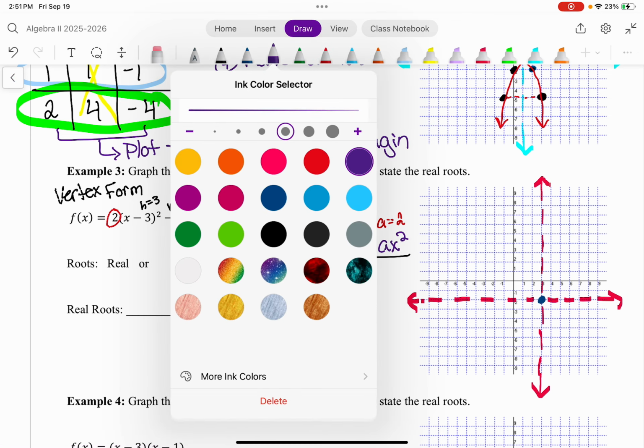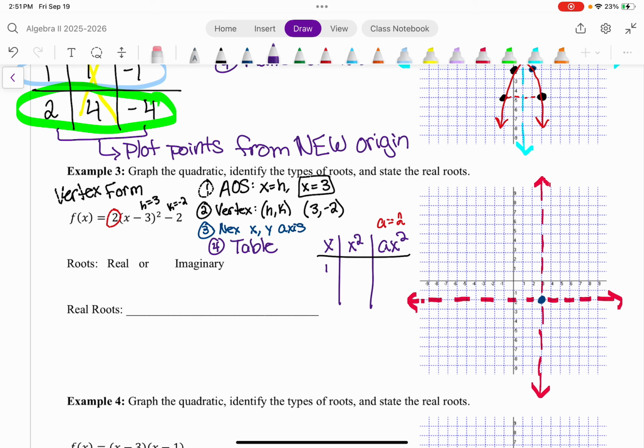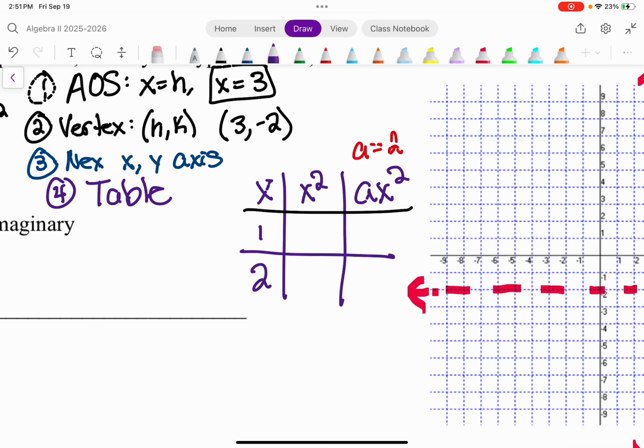I'm going to pick the exact same values for x as before. So I'm going to plug in 1 and then 2. Then we can go through and fill in our table. So we need to figure out what 1 squared is, which is 1. And then we take 1 times our a value of 2. That is 2. Then we move on to our x value of 2. 2 squared is 4. 4 times 2 is 8. And we only need the outside columns. That is what we are going to use to graph our new points.